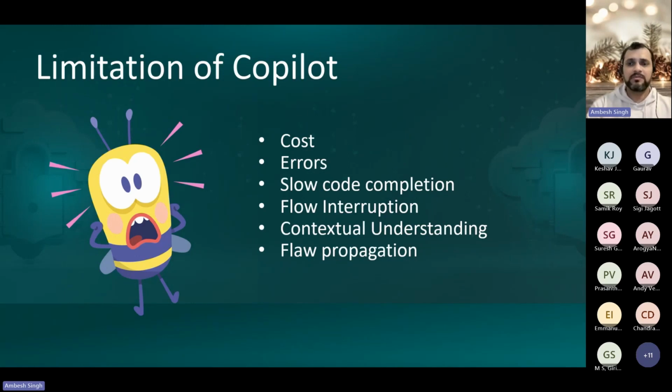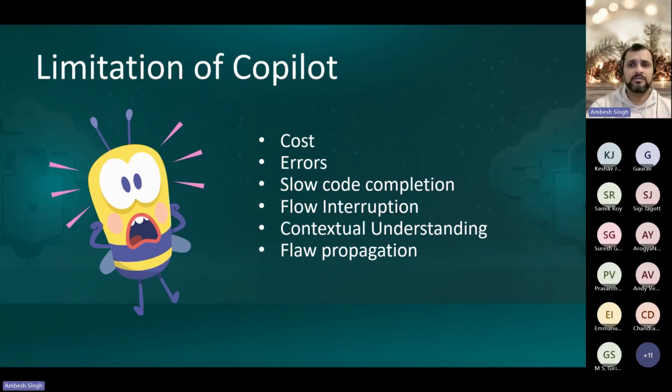Then there is slow code completion, which can slow down the whole development process. There is also flow interruption: Copilot may interrupt the flow of development by suggesting code that doesn't fit the context or is not relevant to the task at hand. For example, when you're asking Copilot to generate a Python script, C# plugins in Dynamics 365, or Power Fx commands in Power Platform or Power Apps, it could be misleading.